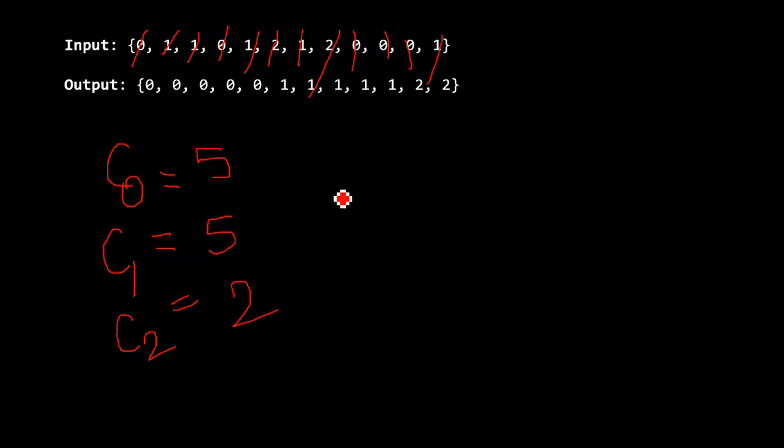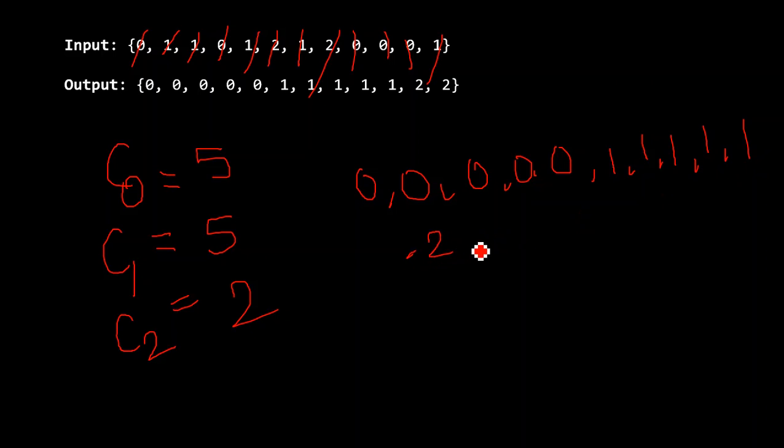Then you just update the array, or you can print it: first print the five zeros, then the five ones, and then the two twos. So it will become 0, 0, 0, 0, 0, then 1, 1, 1, 1, 1, and then 2 and 2. So this is my array.